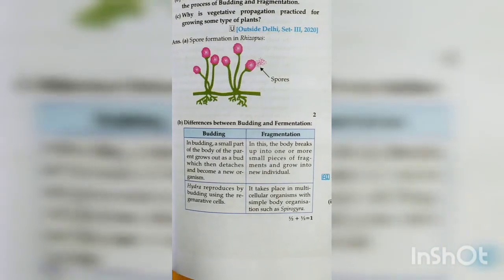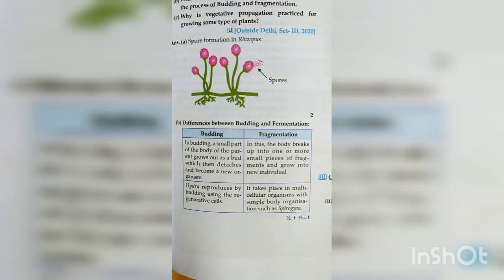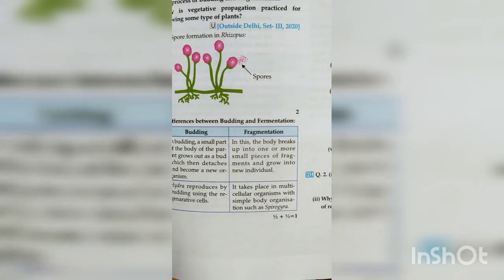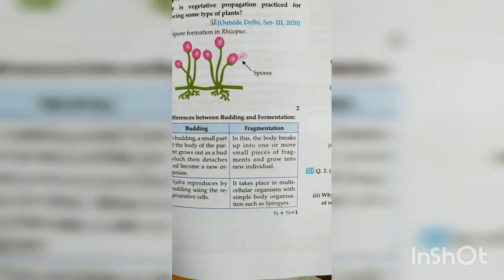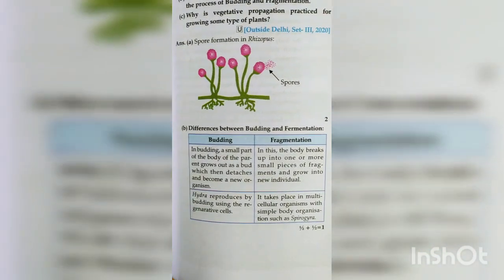The second point written is that Hydra reproduces by budding using the regenerative cells. Now talking about fragmentation, in this the body breaks up into one or more small pieces or fragments and they grow into separate individuals. It takes place in multicellular organisms with a simple body structure, for example, Spirogyra.